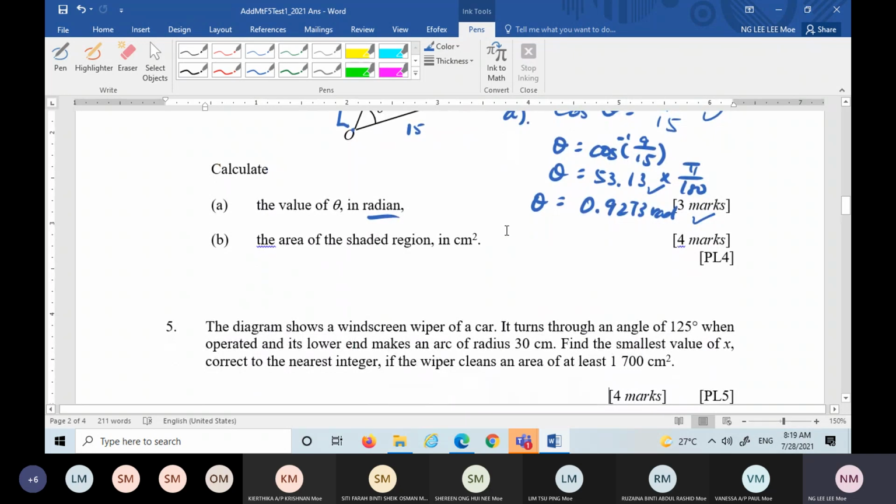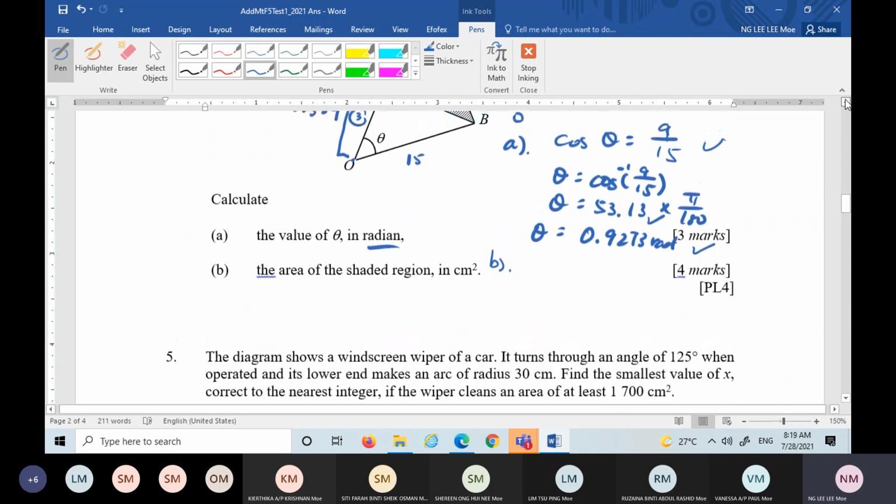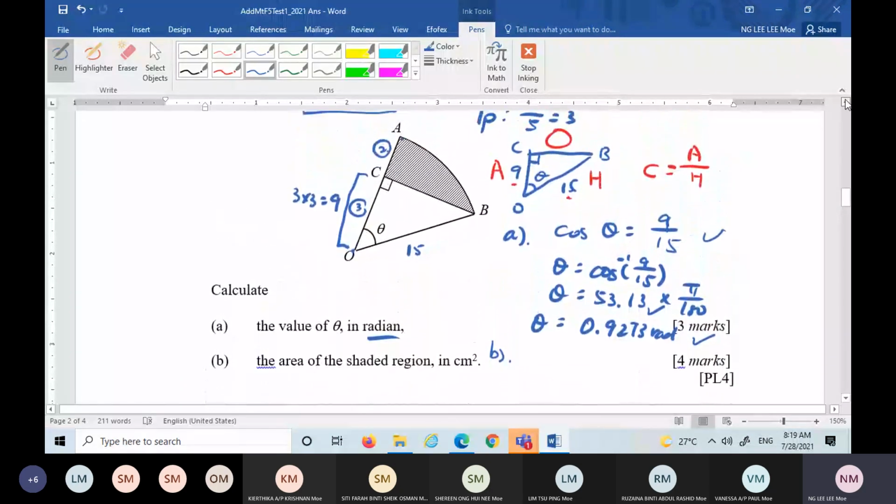We go to part B. The area of the shaded region. Okay, this is the area of the shaded region. Be careful, actually this is not a segment. If you want to say this is a segment, you got to double up. I don't think any of you are doing that method. So we just do it very simply. You just find the area of this sector minus the area of this triangle.